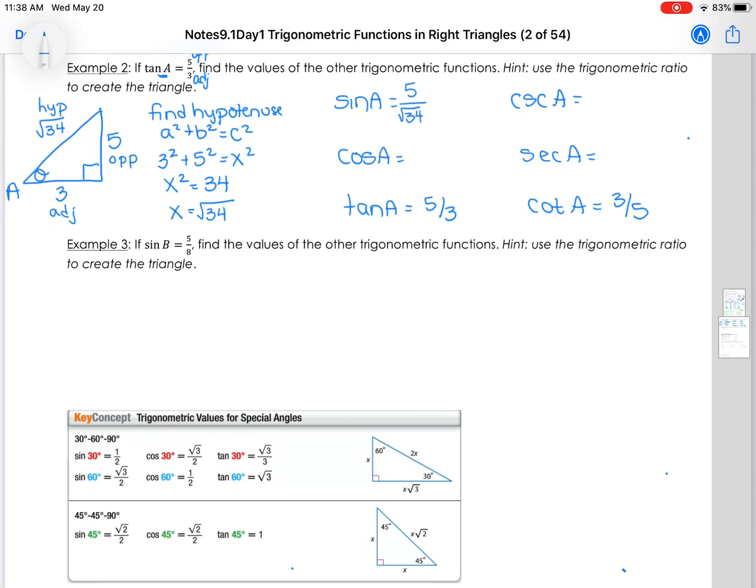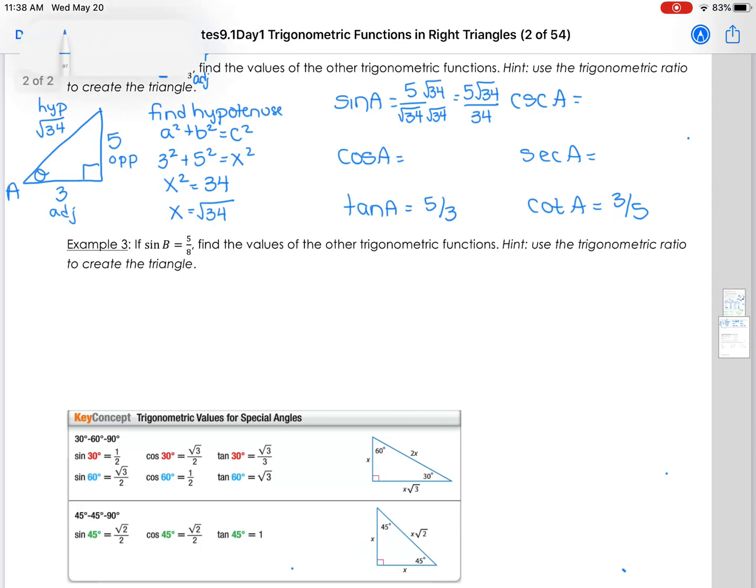So the sine is opposite over hypotenuse. So we get 5 over radical 34. Now remembering back to our square root days, we cannot have a square root in the denominator, which means you need to rationalize. So we are multiplying top and bottom by the square root of 34. So we have 5 radical 34 over 34. And that's the answer you get.